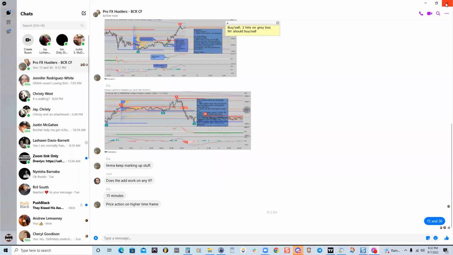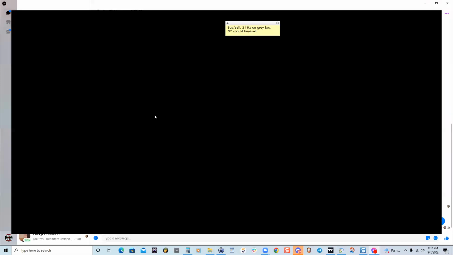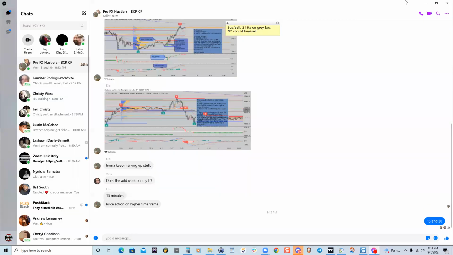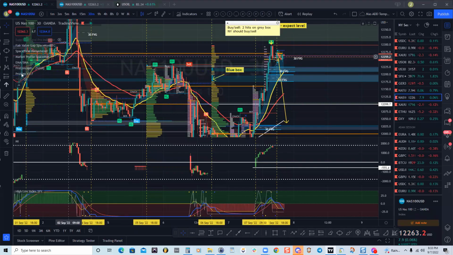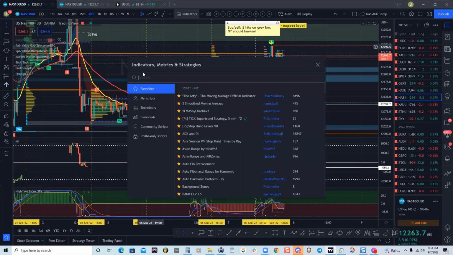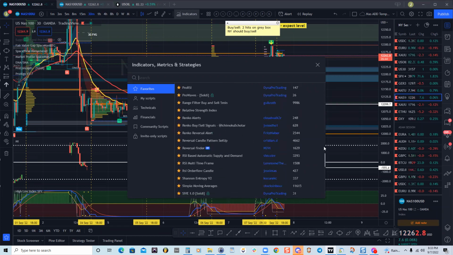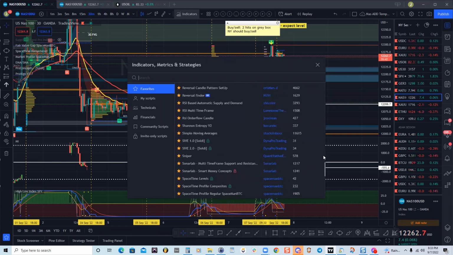Can we ask what that indicator is, John? Which one? That free spaceman one? Which one? The volume profile, the spaceman free indicator. Oh yeah, I know what that is. I have it. I wanted to get the other one because it's a little bit more juicier. He has a free one. I have the free one. I just want to make sure that this is the same one.